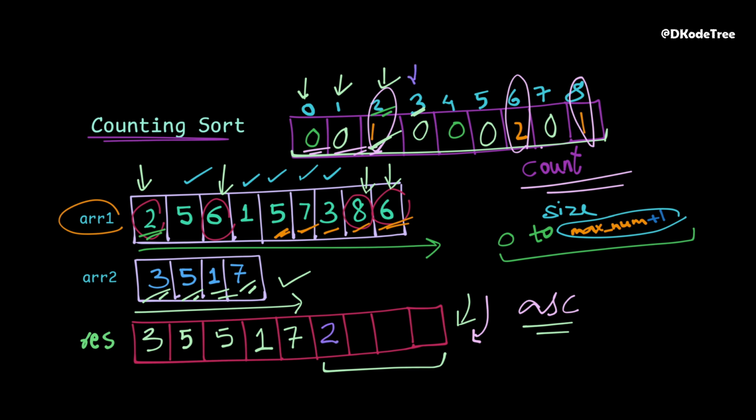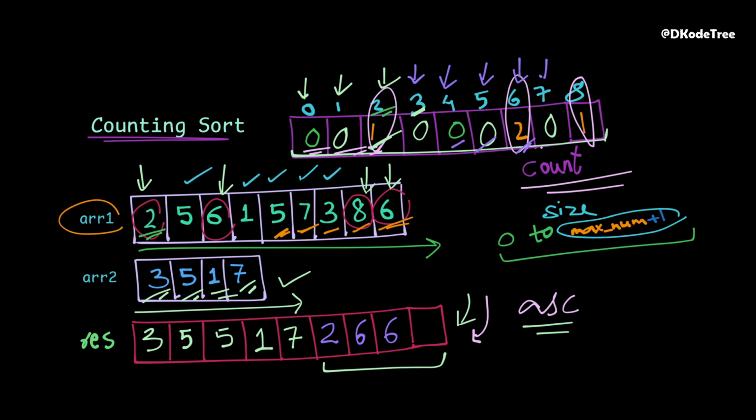The next index is 3 and the value is 0. Next we have 4, it also has 0 count. Next 5, it also has 0. And now we have 6 which has 2 as its count. So we will add 6 two times to our result.